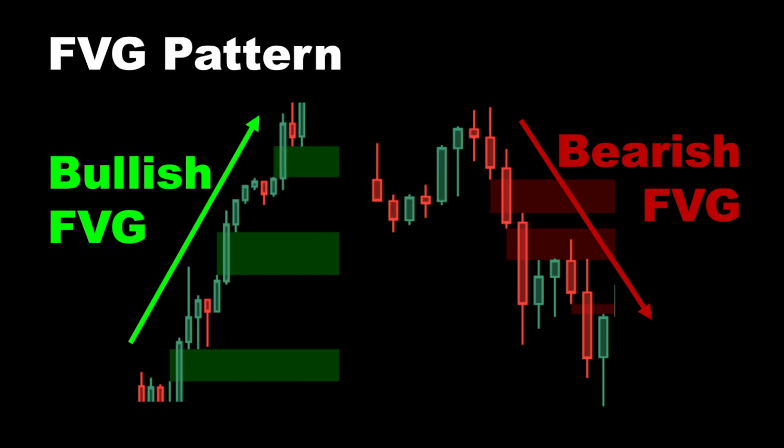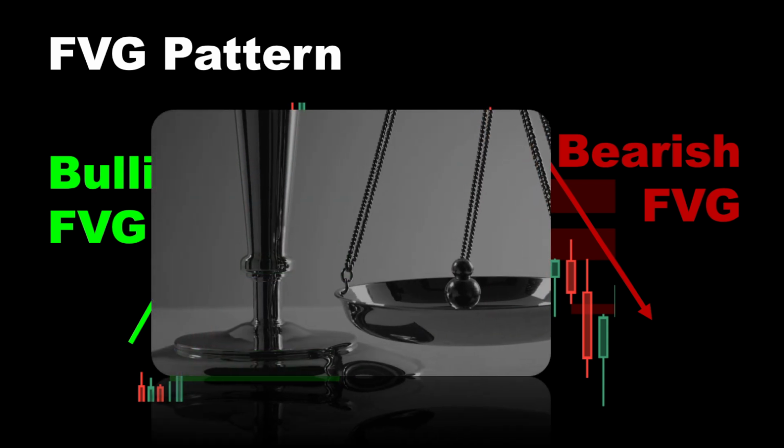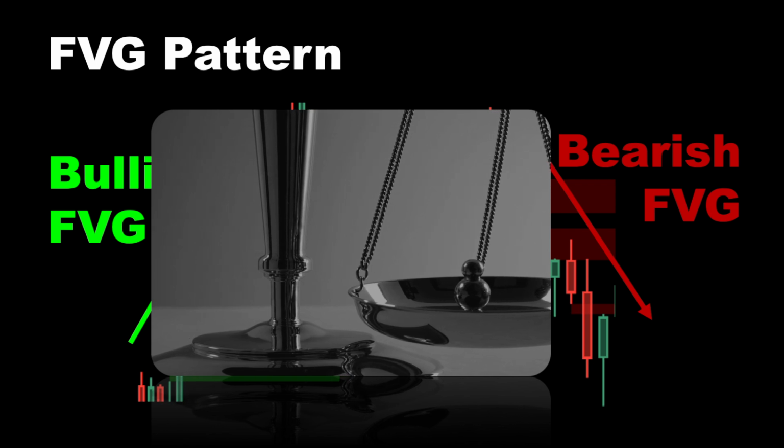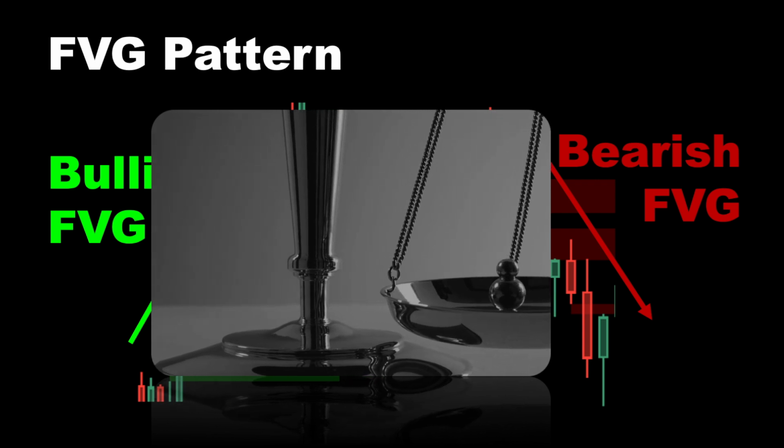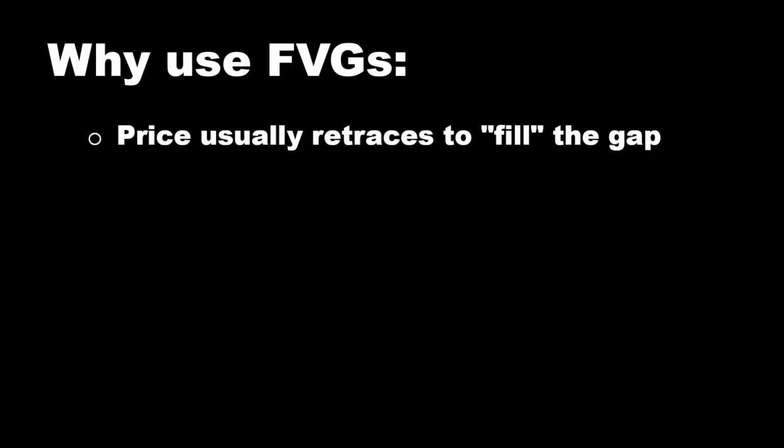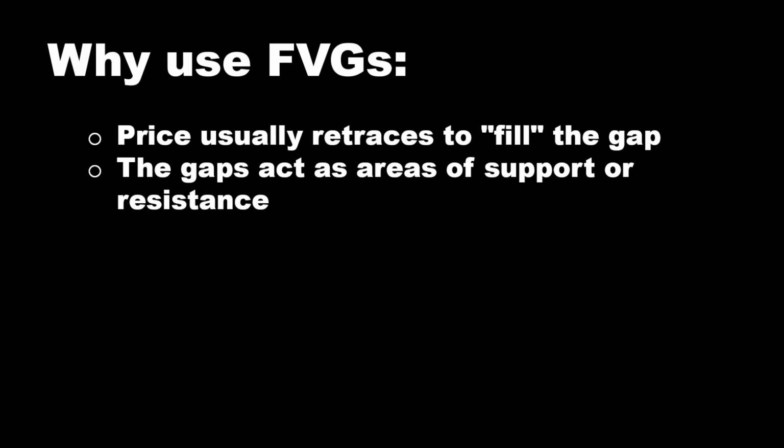In other words, the fair value gap is a concept that helps us identify imbalances in price action. These gaps can indicate areas where price might return in the future to fill or correct the imbalance. Traders can use fair value gaps as potential entry points because they believe that the price usually retraces to fill the gaps before continuing in its original direction, and the gaps themselves act as areas of support or resistance where institutional orders may still be active.